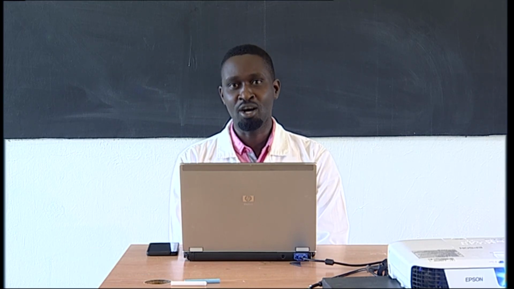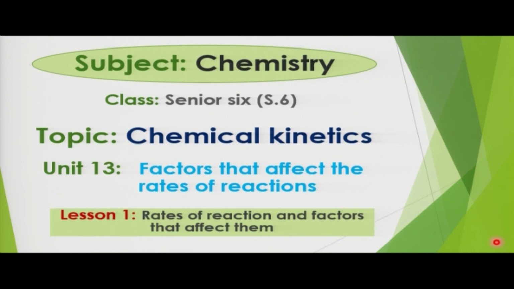So today we are going to look at the second last topic, and that is chemical kinetics, unit 13 for senior 6, which is about factors that affect the rates of reaction. So we are starting with lesson 1, as you see directly on the slide, the rates of reaction and the factors that affect those rates. Basically, it is a part of unit 13 as we always move.